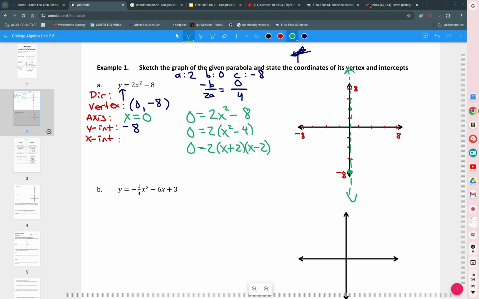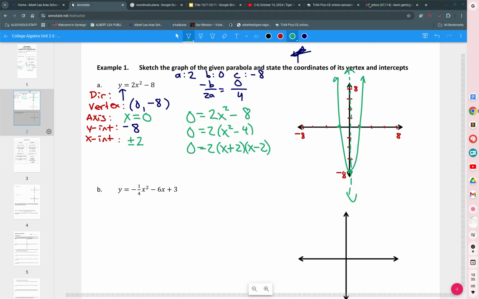We've talked about intercepts before. That was back in chapter 1.8. You guys tested on that. You did really well. The x-intercepts are positive and -2. So you can see as I plot these intercepts, they are in fact evenly spaced from the axis of symmetry. And I draw my parabola up and through it.